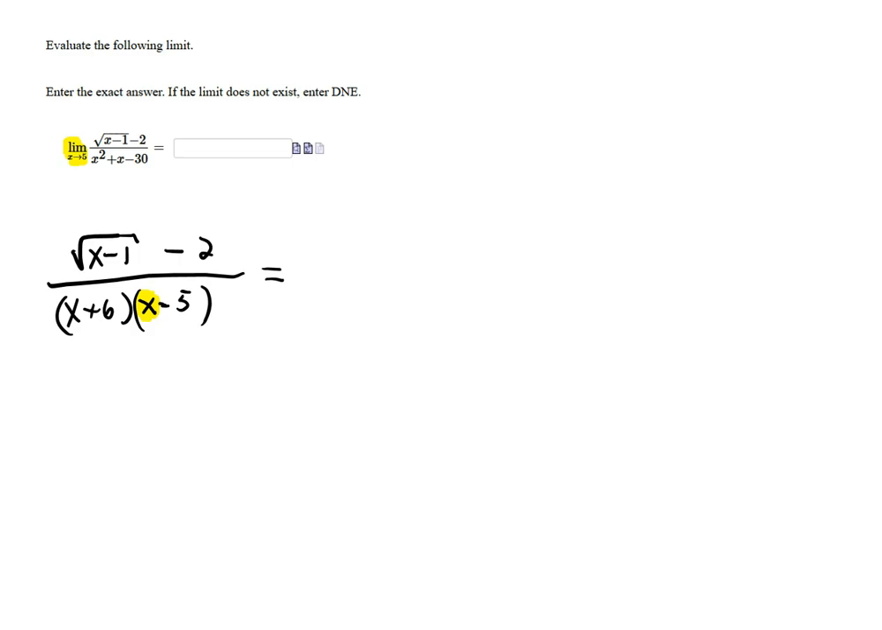And because your numerator has a radical in it, we are going to multiply. I don't know why I put an equal sign down there. We're going to multiply that times its conjugate, which would be the square root of x minus 1 plus 2. But I have to do the exact same thing to the bottom. Now I can put my equal sign.